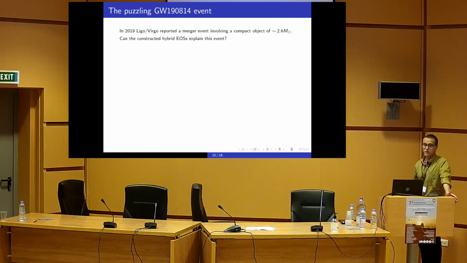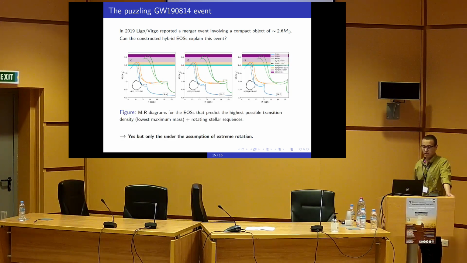So what we did is we employed a general relativistic code for extreme rotation. And what we found is that for the case of the strongest repulsive interaction, our equations of state can in fact pass through that region. But we have to make the assumption of extreme rotation.